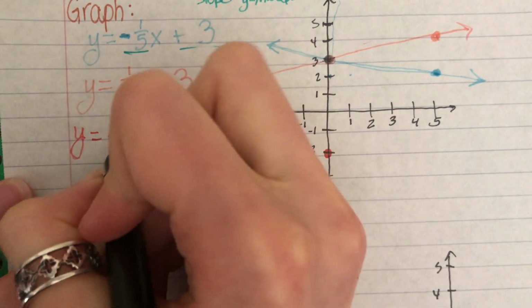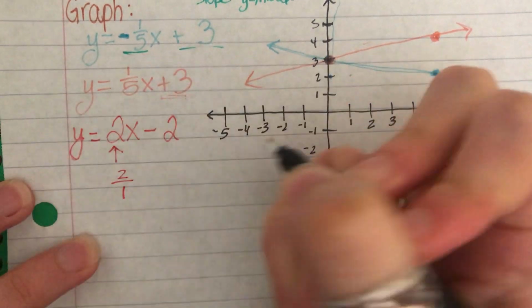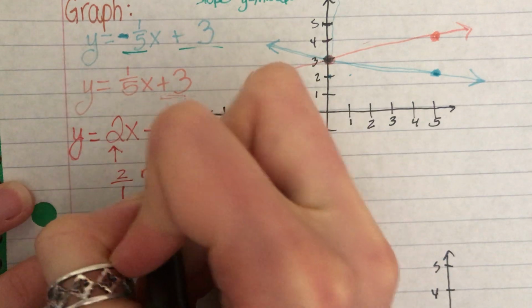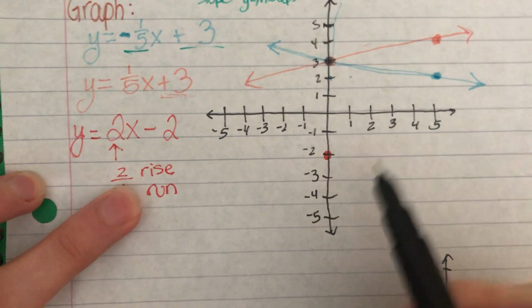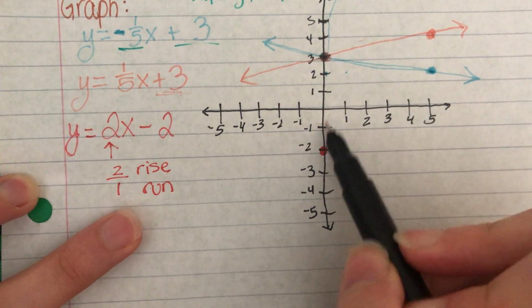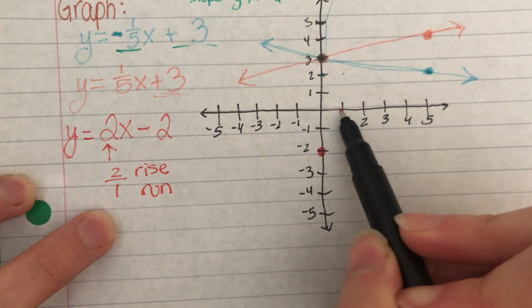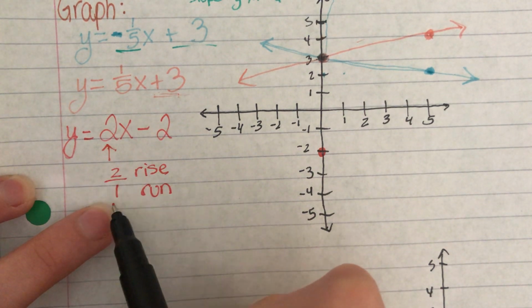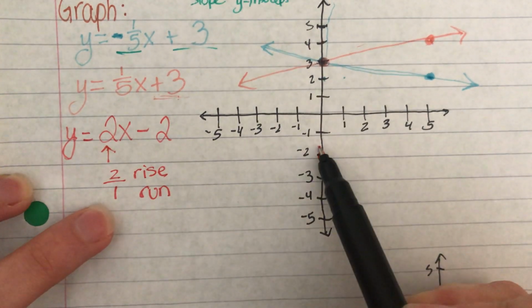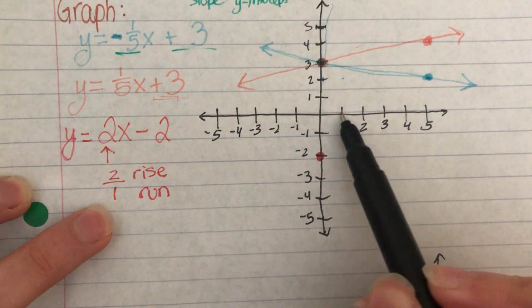This right here, we can rewrite this as 2 divided by 1. So that means our rise will be 2 and our run will be 1. Okay, so from this point, we'll rise up 2 and we'll run over 1. Again, we went up 2 because it's a positive 2, and we went to the right 1 because it's a positive 1. So again, we went up 2 and over 1.